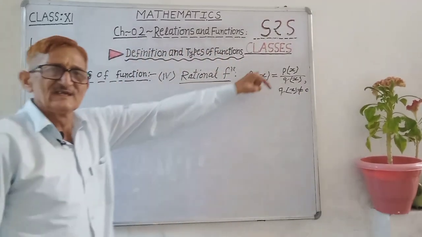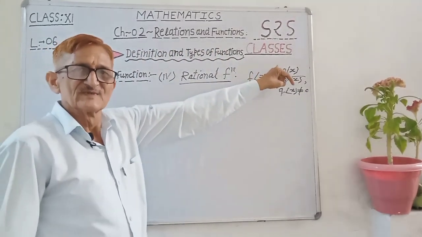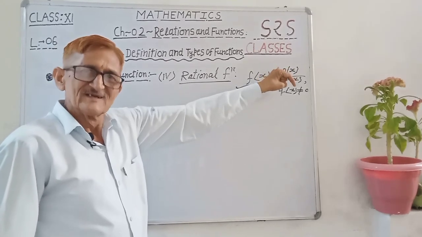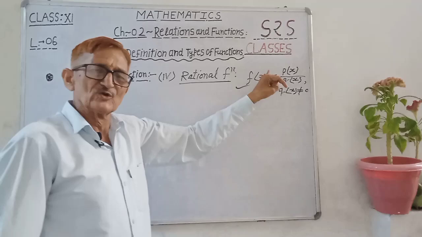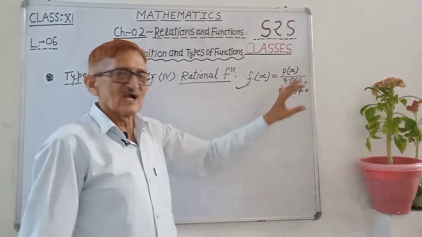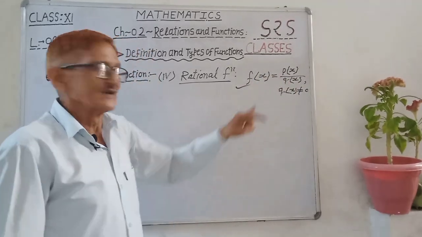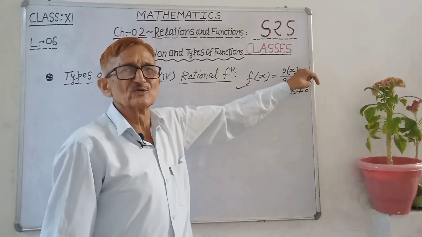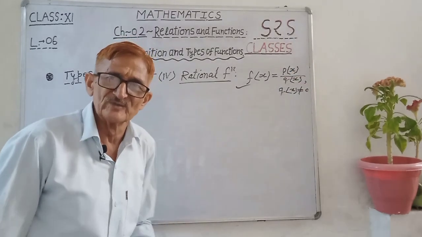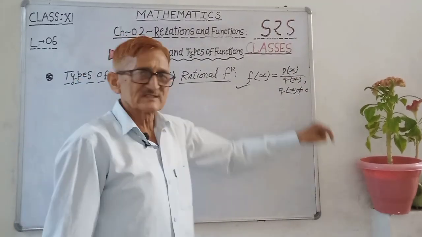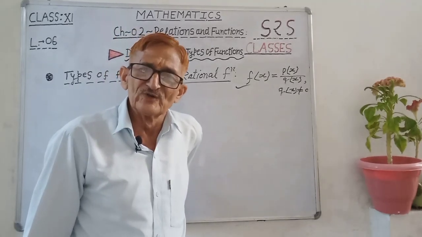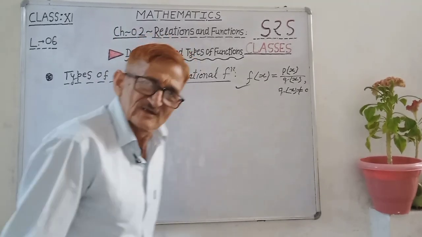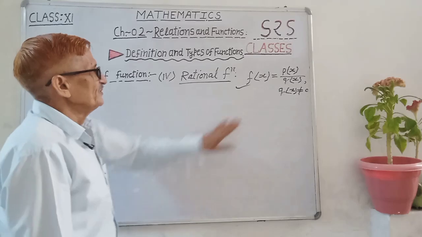Okay, p(x) is any polynomial. Maybe a constant polynomial, maybe quadratic, maybe cubic, maybe linear. q(x) also may be quadratic. And up here, the zero polynomial also may be there. p(x) may be the 0 polynomial, but q(x) should not be equal to 0, that is, q(x) should not be the 0 polynomial. Okay, clear? So now what is the domain of this?